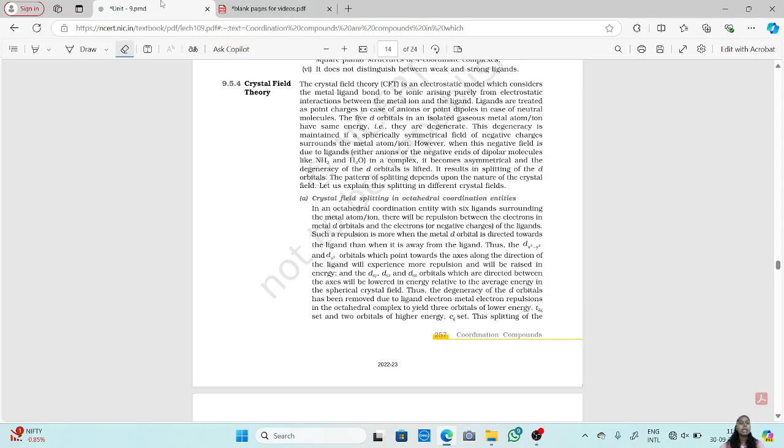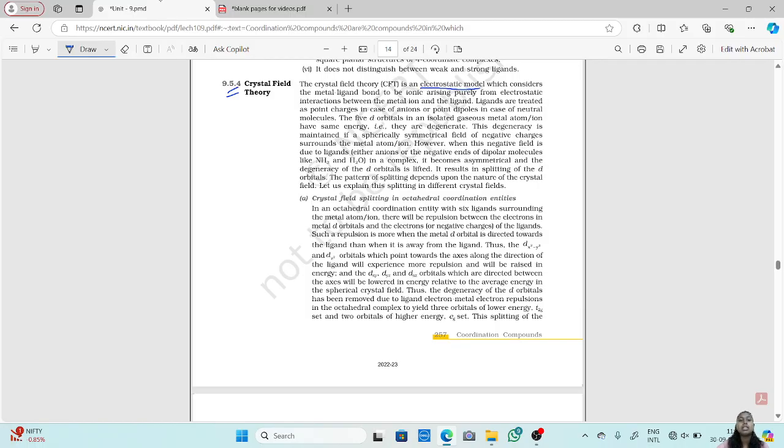Here we will see about the crystal field theory. Crystal field theory is an electrostatic model which considers the metal-ligand bond to be ionic, arising purely from electrostatic interaction between the metal ion and ligand. Crystal field theory solely depends on the electrostatic model.